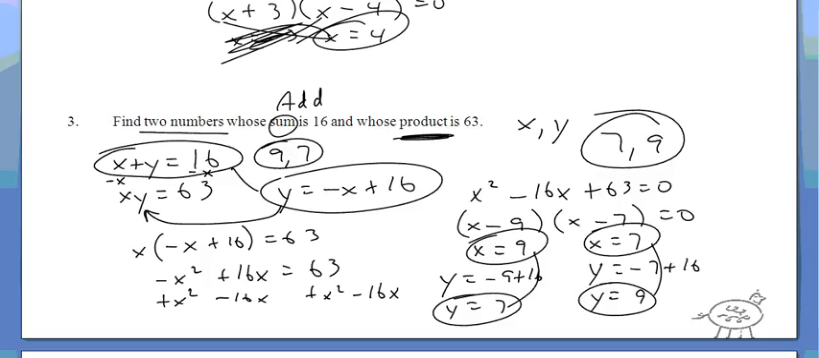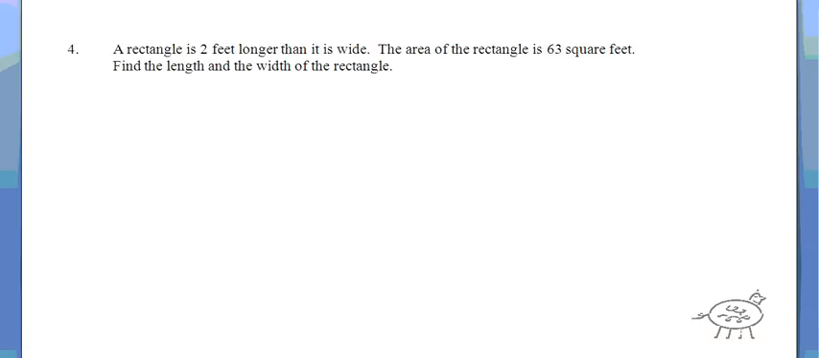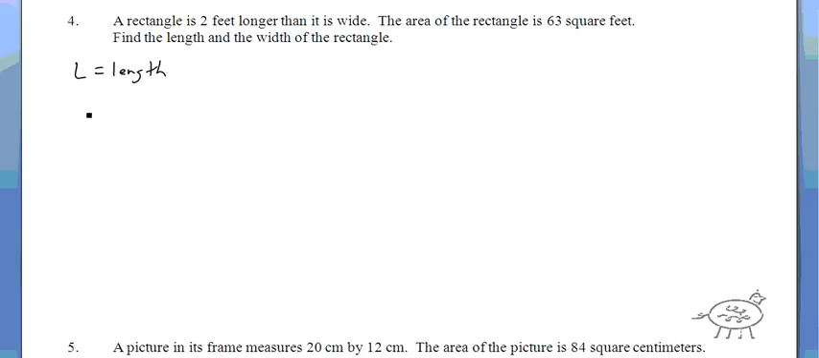Okay, let's take a look at number 4. Now they're a little more difficult. A rectangle is 2 feet longer than it is wide. So now we're going to actually define a variable. L is equal to length, and W equals width.